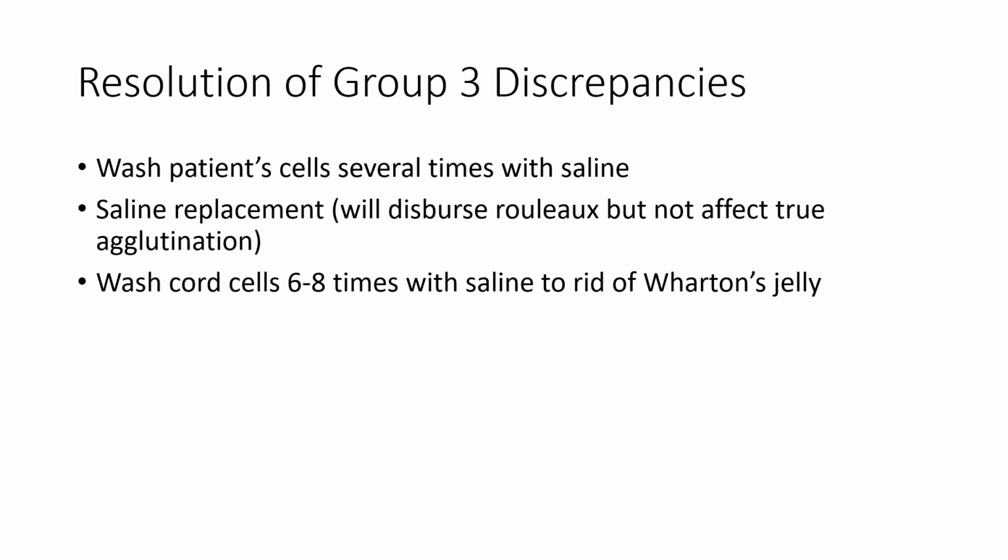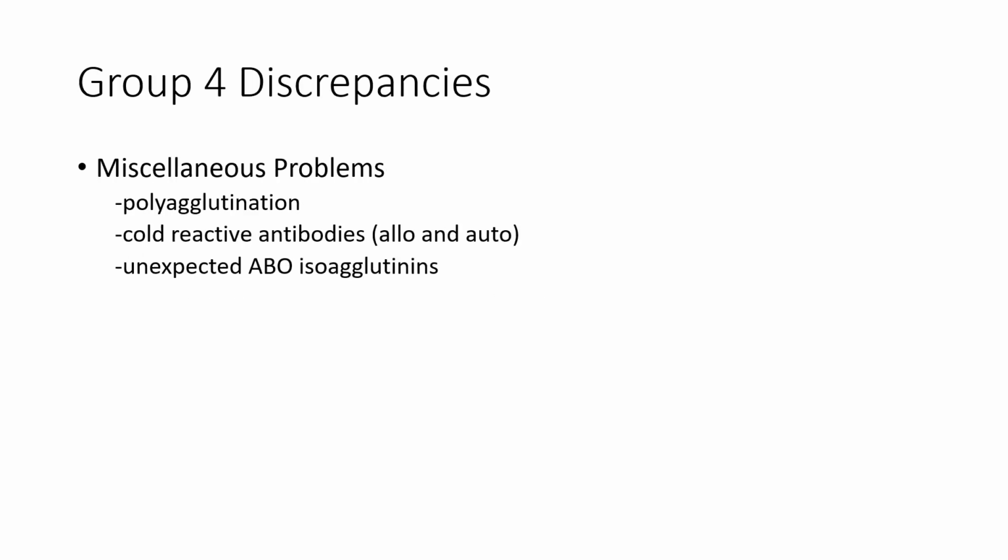To resolve the type 3 discrepancies, the patient's cells should be washed additional times to remove the plasma. A saline replacement will disperse rouleaux, but not true agglutination. Washing cord blood cells 6 to 8 times with saline to get rid of the Wharton's jelly will resolve that issue. A group 4 discrepancy might be polyagglutination, cold reactive antibodies, or unexpected ABO isoagglutinins.